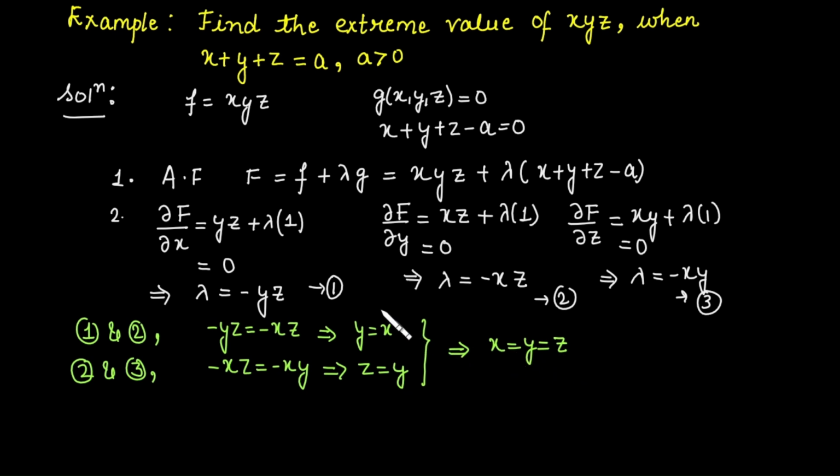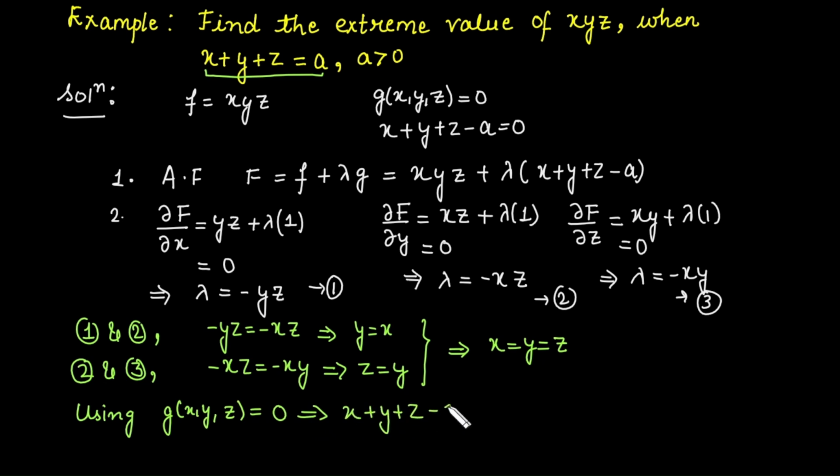Now use the condition. The condition is the sum of these three variables is equal to a. Using the condition, that is x plus y plus z minus a is equal to 0. Substitute the value of y in terms of x, z in terms of x. Simplify this. This is 3 times x minus a is equal to 0. This implies the value of x is equal to a by 3.